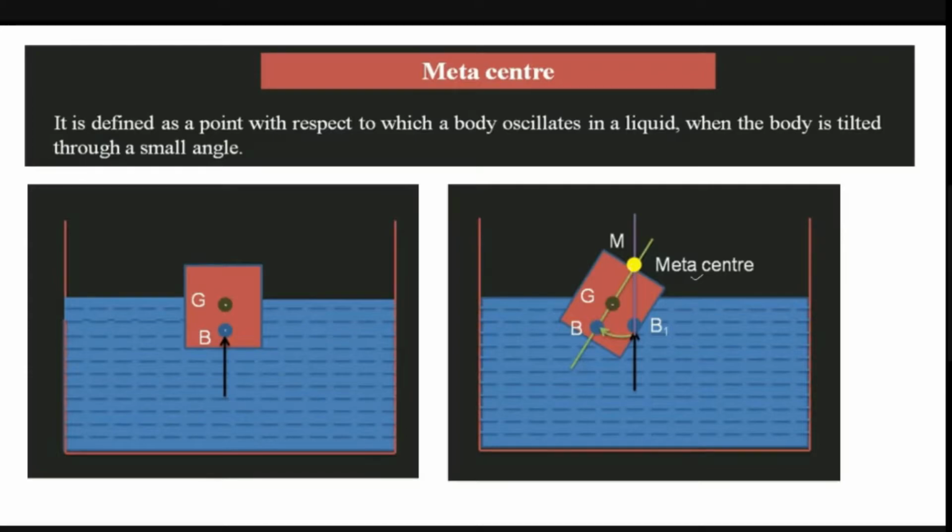Metacentric height is the distance between the center of gravity and the metacenter. So students, there are three different points here. One is M, which is the metacenter, G is the center of gravity, and B is the center of buoyancy. The distance between the center of gravity and the metacenter is called the metacentric height. This is the concept of metacenter, and it is applicable only when your object is floating, meaning it is partially immersed in the fluid.